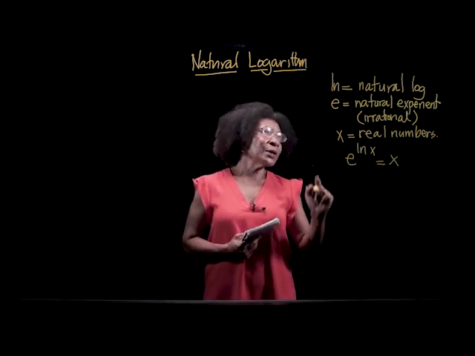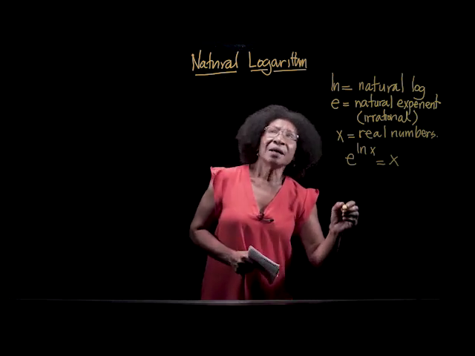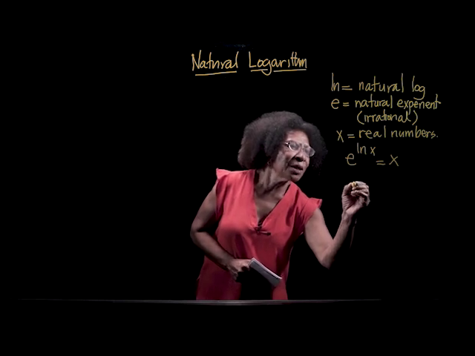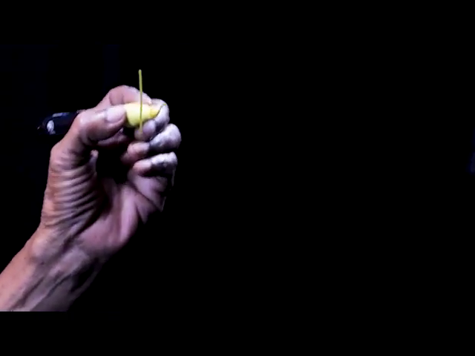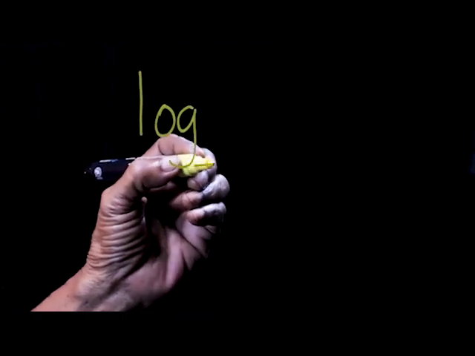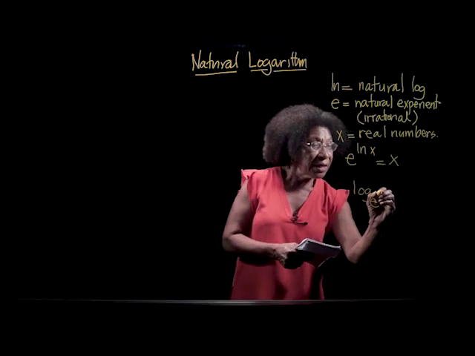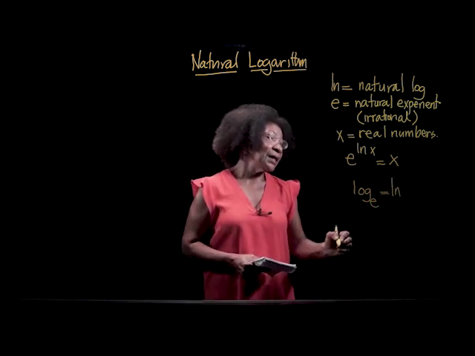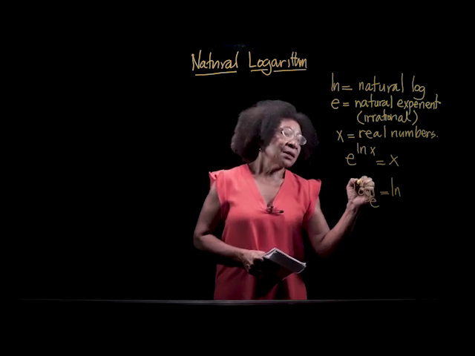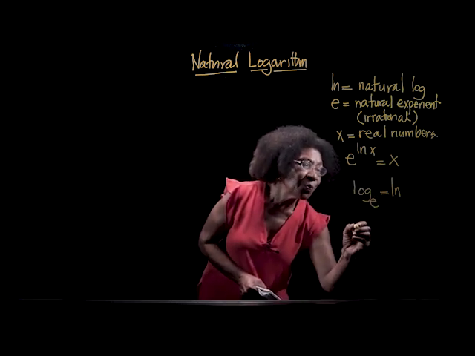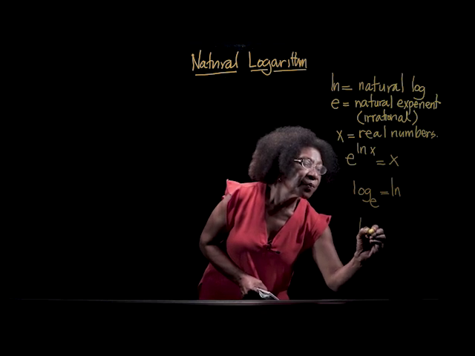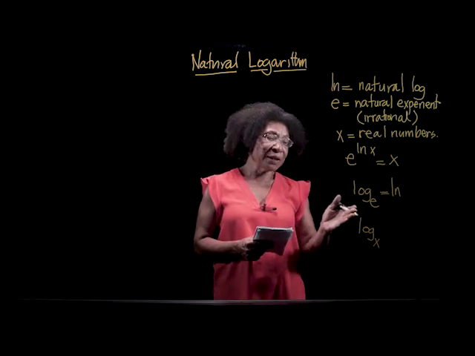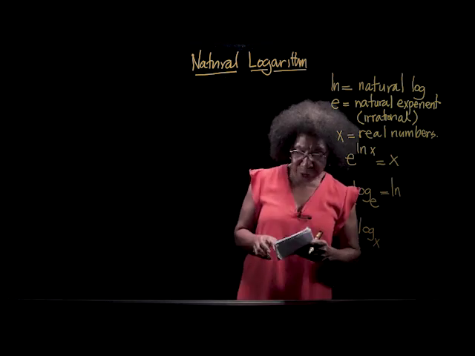Now, let's look at the way the common logarithm is expressed. The common logarithm is written as log base 10, and the natural logarithm is log base e, which is equal to ln. In the common log, we would go log base x. We'll leave it at that, and we'll continue on.